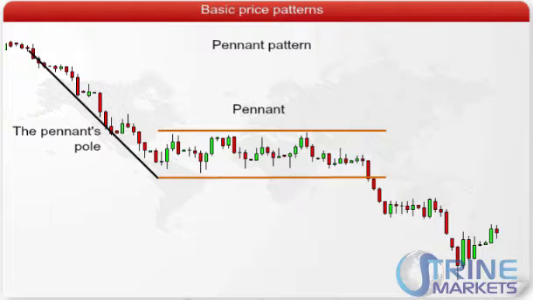An upwards pennant pattern is called a bullish pennant, while a downward pennant pattern is called a bearish pennant. The length of the pennant's pole can be used to estimate the exit target level. The pennant pattern is considered to be a reliable pattern with an 80 to 85% chance of success.